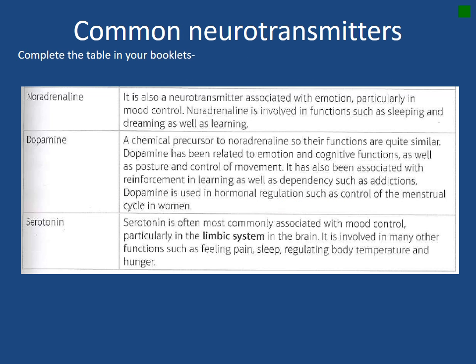Now, common neurotransmitters that you will have come across on your course are specifically dopamine and serotonin. Now, dopamine is a neurotransmitter that's been related to emotion and cognitive functions, as well as being linked to movement. It's associated with reinforcement in learning, but it also plays a role in creating dependency, such as addictions, which is looked at in the drug video. Dopamine is also suggested to be linked to hormone regulation, such as the control of women's menstrual cycle. Serotonin is what we call the mood neurotransmitter because it's associated with controlling mood, particularly within the limbic system.